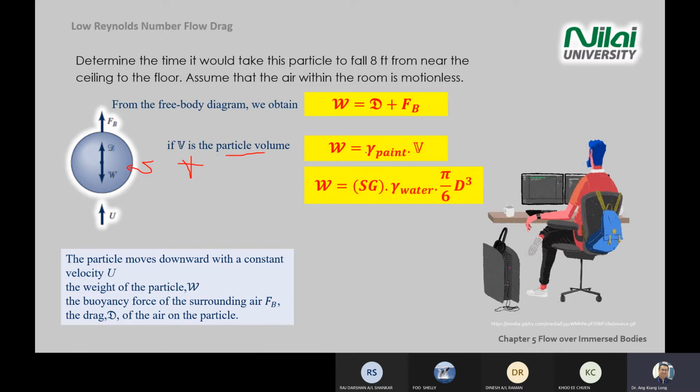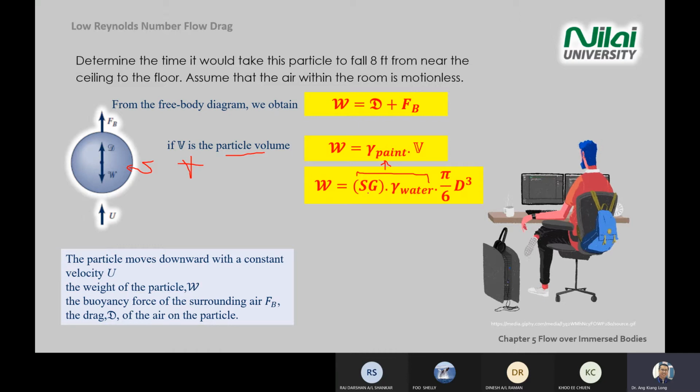So how do you convert the specific weight of the paint? You take SG times the specific weight of the water times the volume of the sphere. You need to convert into paint specific gravity. The volume of the sphere is given by pi divided by 6 d cubed.